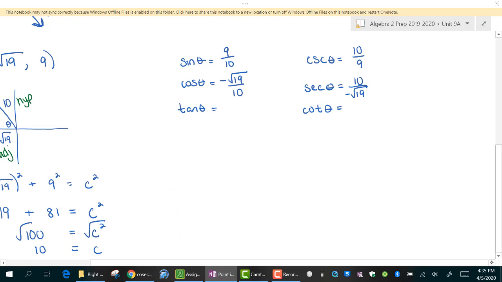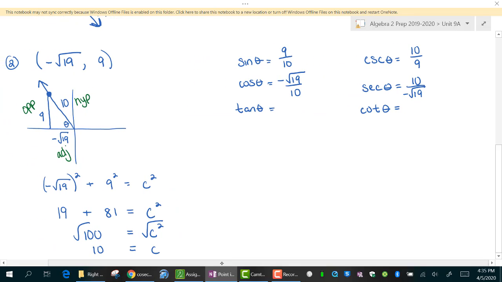Now, we run into a little bit of an issue here. In math, we're kind of taught that you should never have a square root in the denominator. So what we end up doing is called rationalizing the denominator. I want to get rid of that square root in the denominator. So in order to do so, I'm going to multiply both numerator and denominator by the square root of 19.